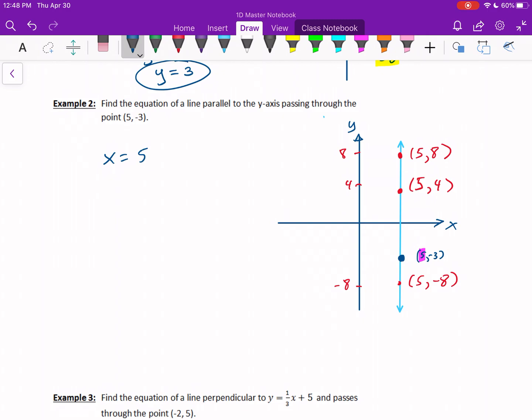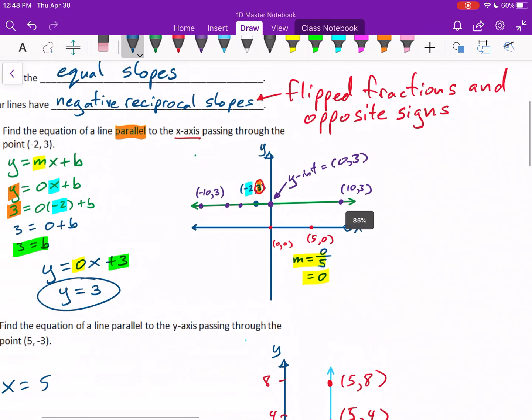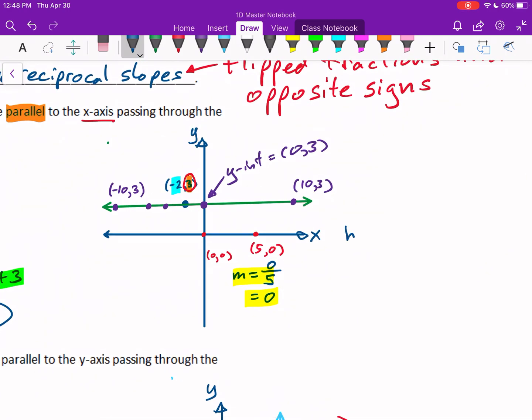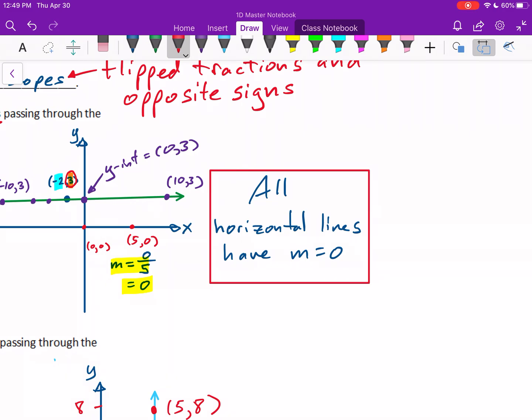Now, there are some specific names for these types of lines. Anything that's parallel to the x-axis, if we go back to that, is called a horizontal line. And so we can even put a rule out there and say that all horizontal lines have a slope of 0. Because that's true. Any horizontal line is going to have a slope of 0. We just showed why that was true.